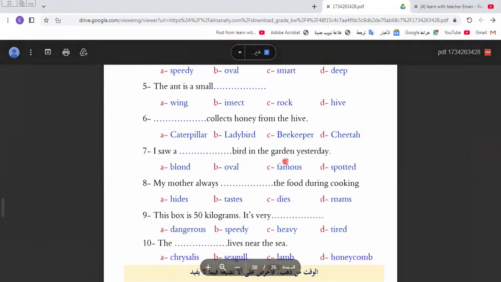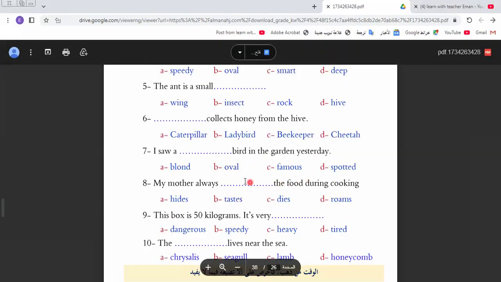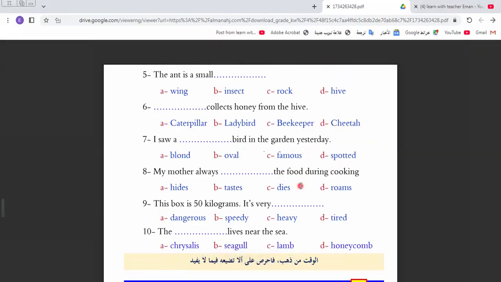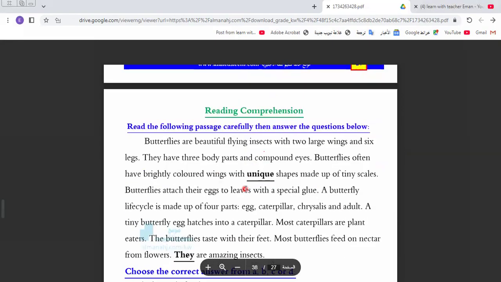I saw a spotted bird in the garden yesterday. My mother always tastes the food during the cooking. The box is 50 kilograms. It's heavy. The seagull lives near the sea. What lives near the sea? Seagull.